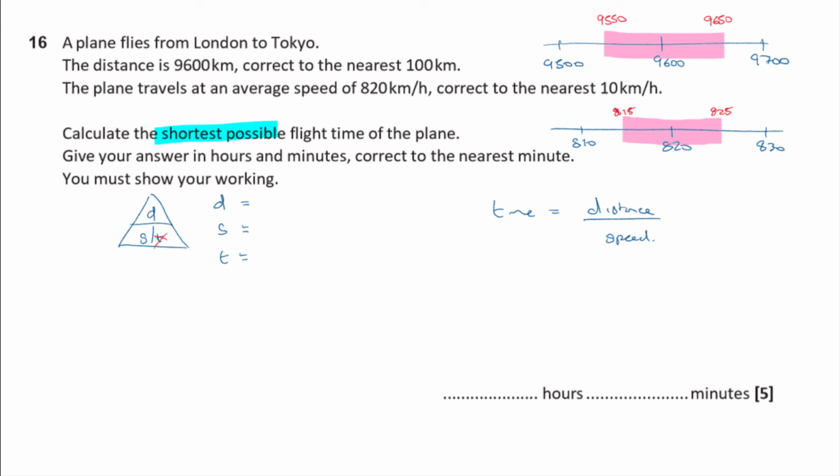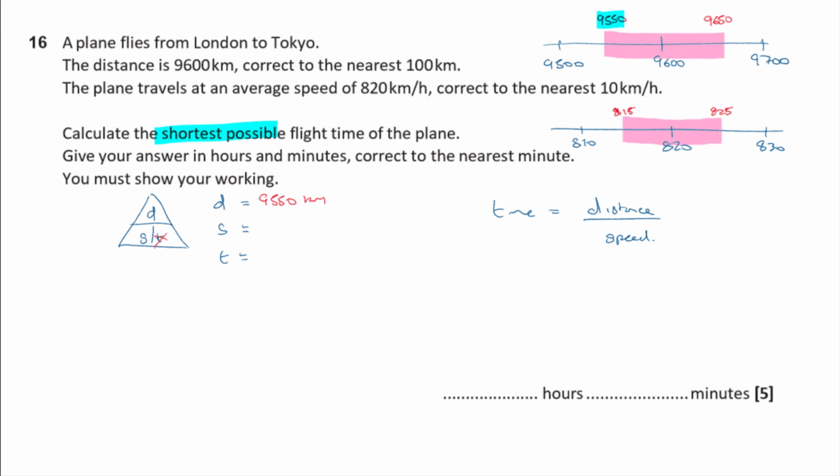Now I want the shortest possible flight time. So which values are going to give me the smallest value of time? Well, if I want the smallest value of time, I'm going to need the smallest distance that we travel. It's going to be that one there, isn't it? The 9550. Because if I pick a bigger number, I'm going to end up with a bigger time. So the distance I'm going to use is the lower bound of my numbers there. It's going to be 9550 kilometers.